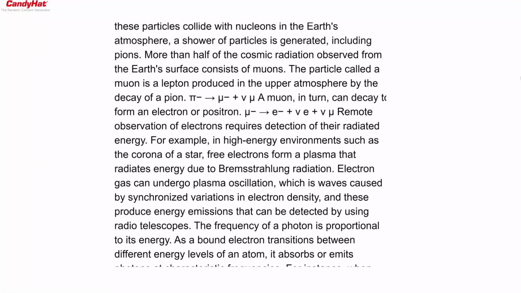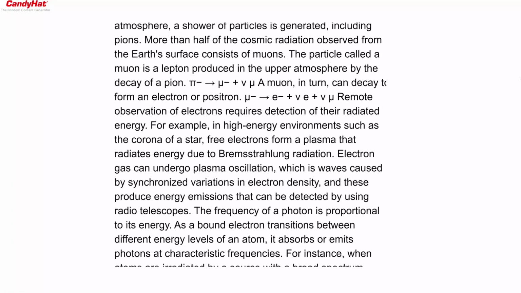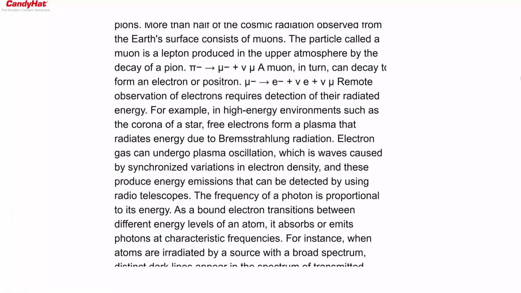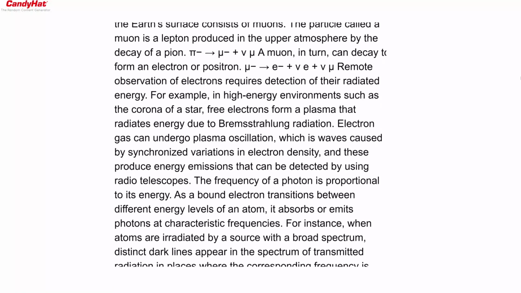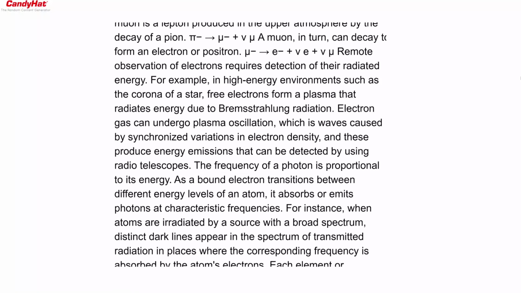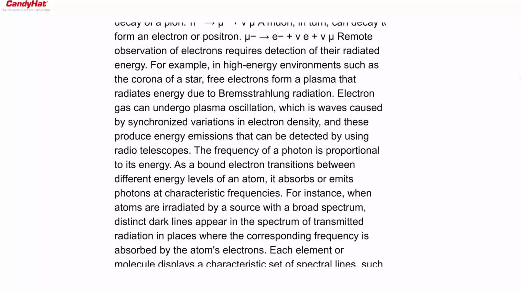π⁻ → μ⁻ + ν̄_μ. A muon, in turn, can decay to form an electron or positron. μ⁻ → e⁻ + ν̄_e + ν_μ.